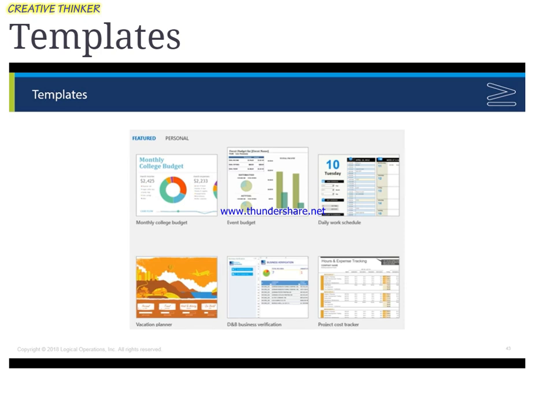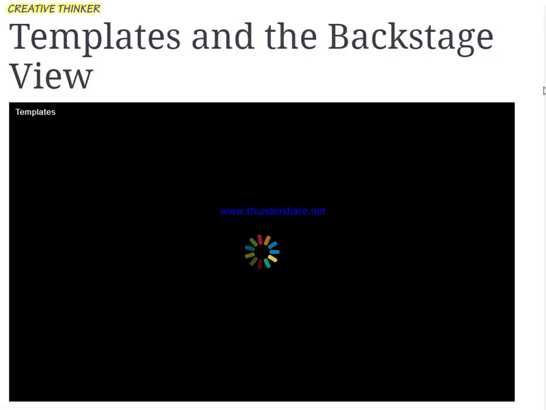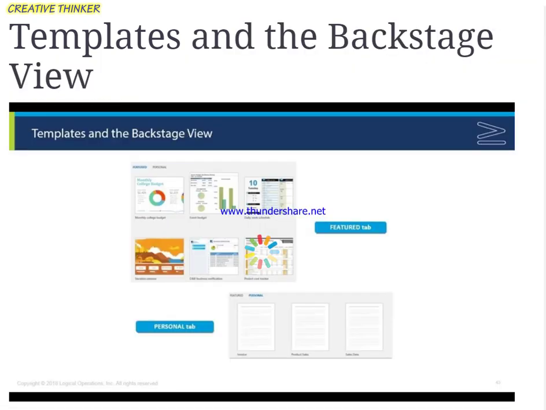Now, the default file format is the XLTX file format. You just go to the Backstage view, so you hit the File tab, and then on the New tab, you are going to be able to see existing templates. You're going to be able to search. You can see featured as well as your own personal templates. You can access both templates from Office.com as well as templates you've saved locally using the Backstage view. The difference would just be the Featured tab and the Personal tab.